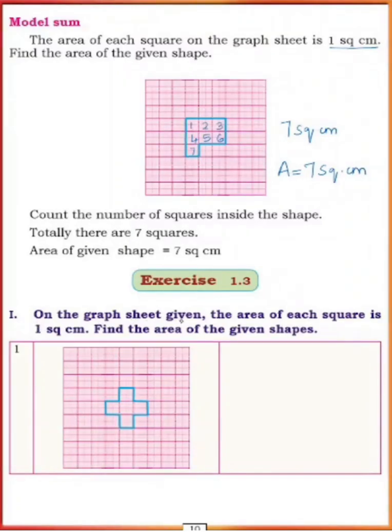Now let's move on to exercise 1.3. On the graph sheet given, the area of each square is 1 square centimeter. We have to find the area of the given shape. Let's count the number of squares. 1, 2, 3, 4, 5. So, totally there are 5 squares. Therefore, area of the given shape is equal to 5 square centimeters.